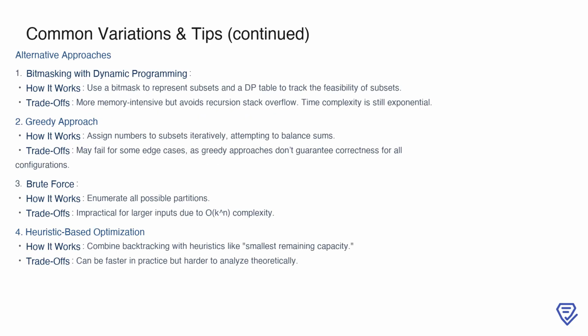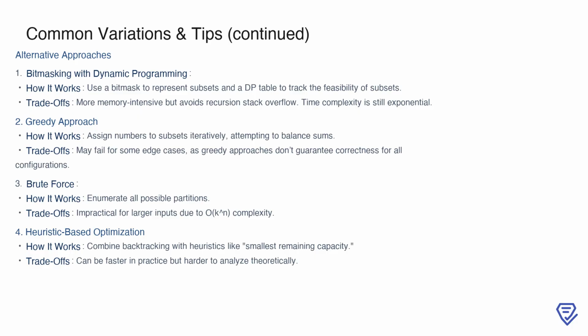There are several alternative approaches to solving this problem, each with its own trade-offs. One option is using bitmasking combined with dynamic programming. This approach represents subsets as bitmasks and uses a DP table to track their feasibility. While it avoids recursion stack overflow, it can be memory-intensive, and the time complexity remains exponential. A greedy approach is another possibility, where numbers are assigned to subsets iteratively to balance the sums. However, greedy methods don't always guarantee correctness for all configurations.